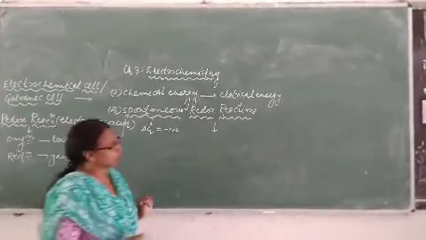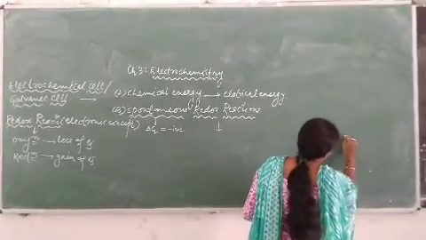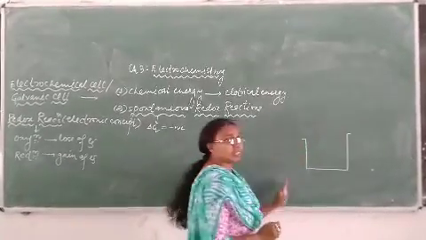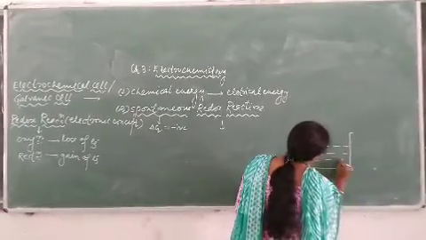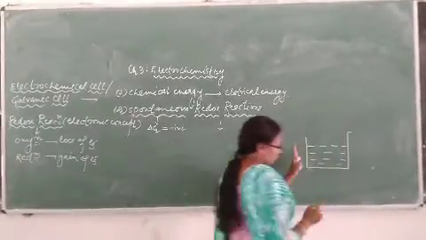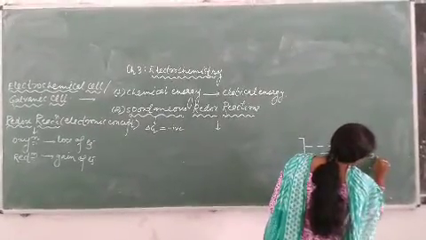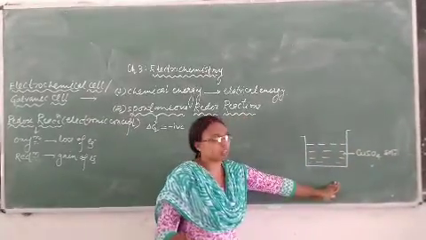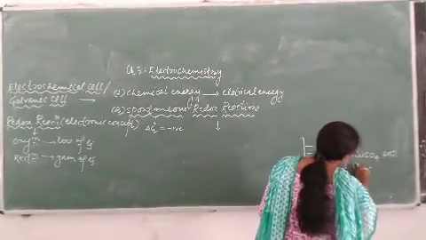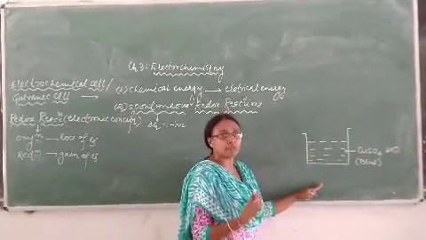Now let us study that one. See, what they have done? They have taken a beaker. In that beaker, they have taken copper sulfate solution, CuSO4 aqueous solution. We know the color of copper sulfate solution: it is blue in color. Clear?